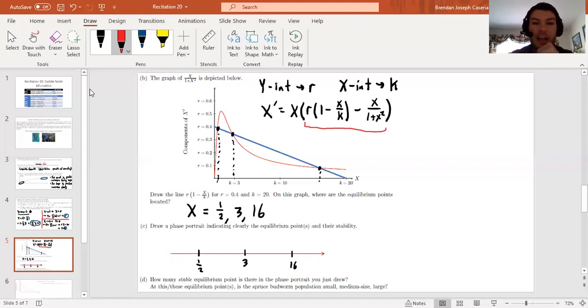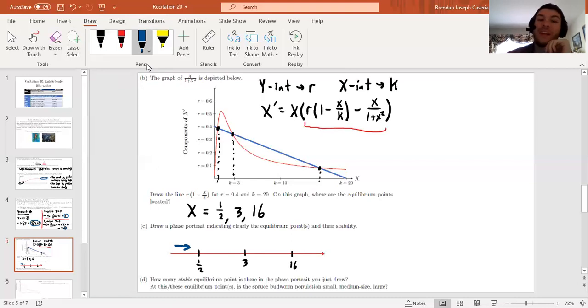So if we look at the area of the curve from 0 to a half, this little blue line here is bigger, clearly, than the curve, right, in that interval. So that means the line's function is larger than that of the curve, and so x prime is positive. And so x prime is positive, which means that x is going to be moving towards 1/2 in that stage.